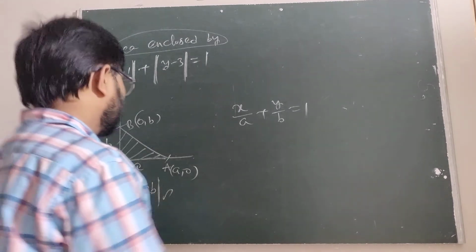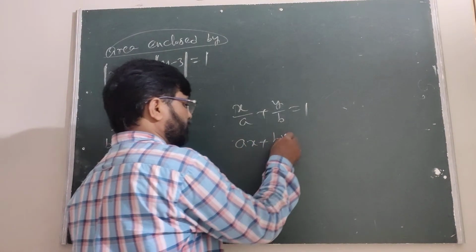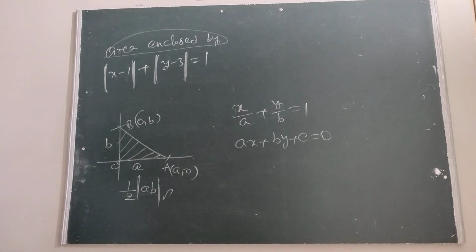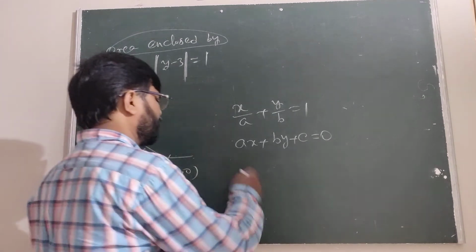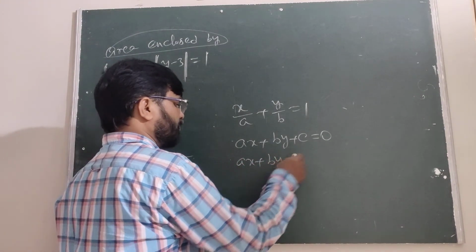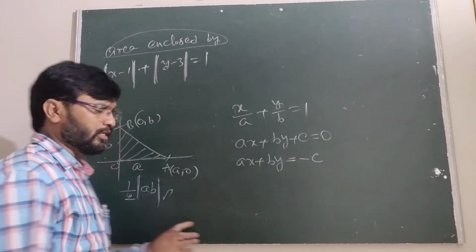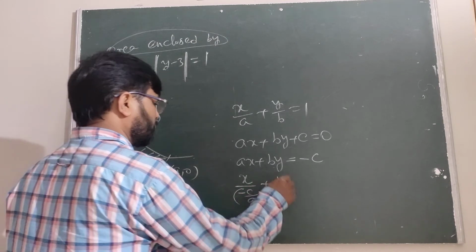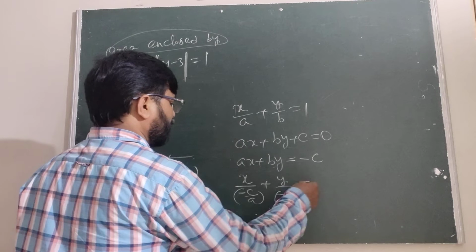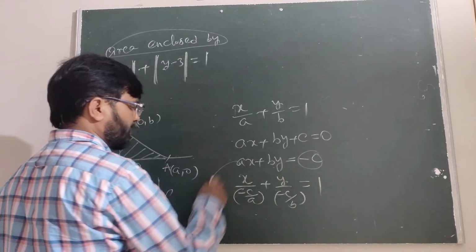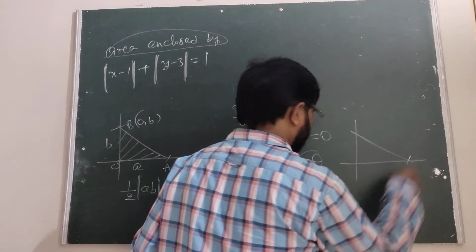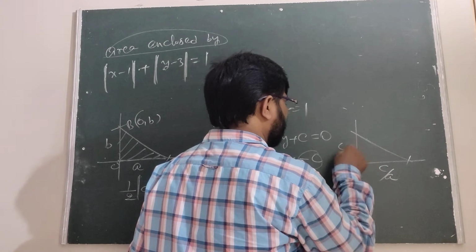If the line is in the form ax plus by plus c equals 0, we have to know that the area is c square by 2 modulus of AB. Now here we can write ax plus by equals minus c. Now we can write this as x by minus c by a plus y by minus c by b equals 1. This is divided by minus c, and a is sent to the denominator. So we can write the right angle triangle of length c by a and c by b.